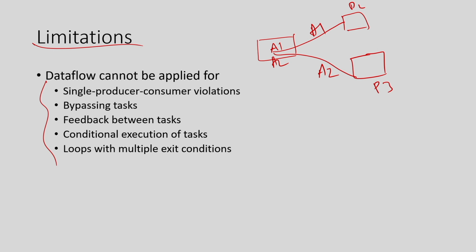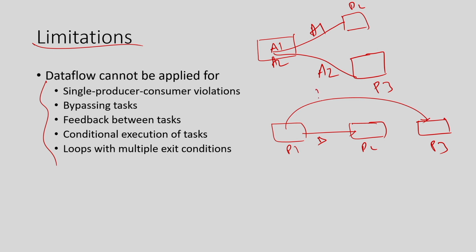Okay. Bypassing a task is something like this. Say this is process 1, and there is a process 2 and there is a process 3, and process 1 is producing, say, B and it is consumed here, and it is also producing A and it is consumed by process 3. So, this is not allowed. It should be a forward flow, it should not bypass any of the processes. So, if that is there, you cannot implement this data flow, right. So, this is the bypass task.